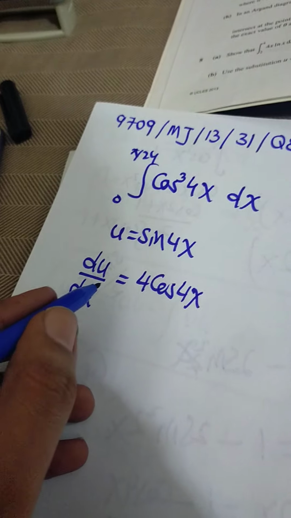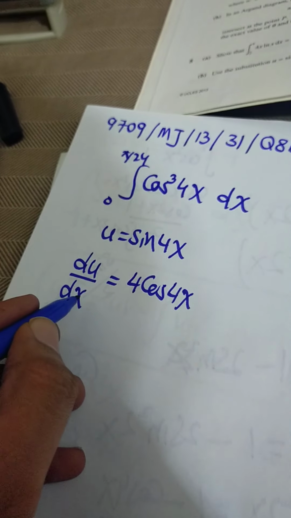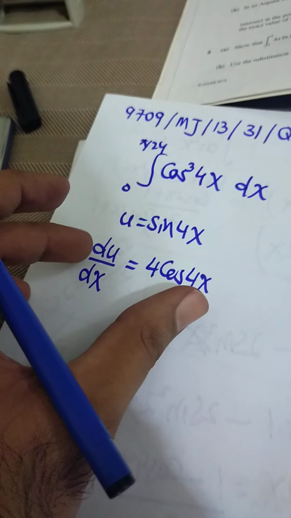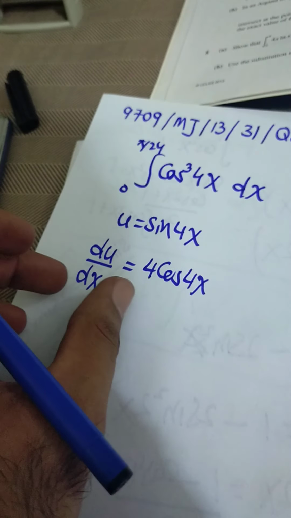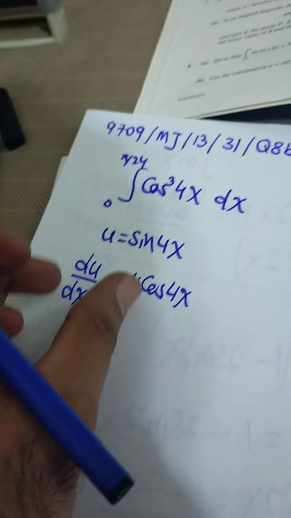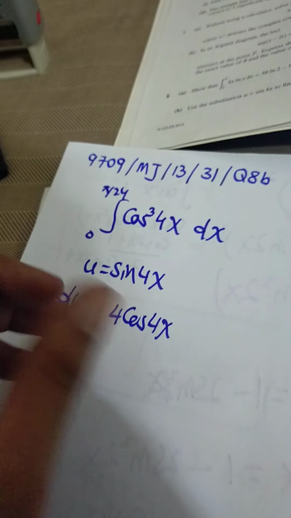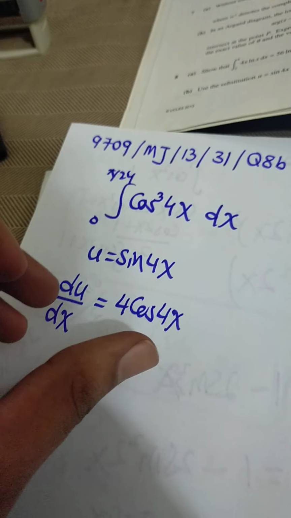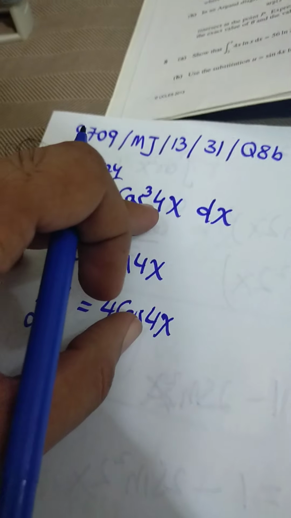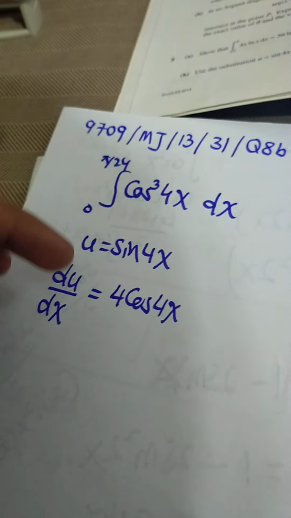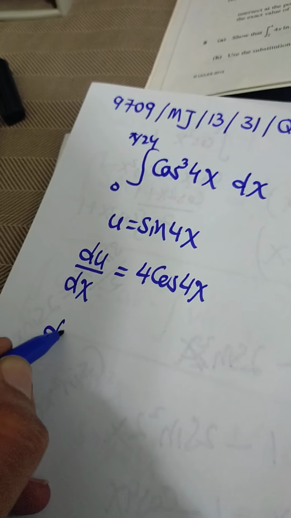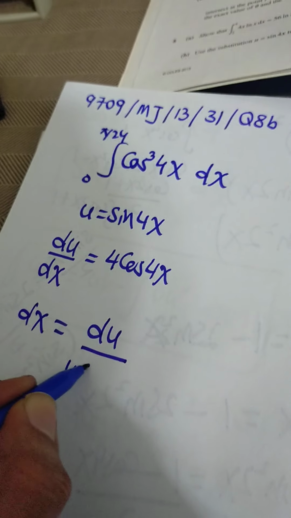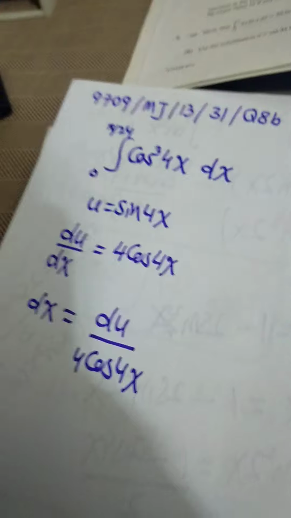Alright, and now what you need to do is make dx the subject here, because you need to replace it in this integral, because the basic concept behind integration by substitution is to change this integral, which is in terms of x, to completely in terms of u. So dx is equal to du divided by 4 cos 4x.